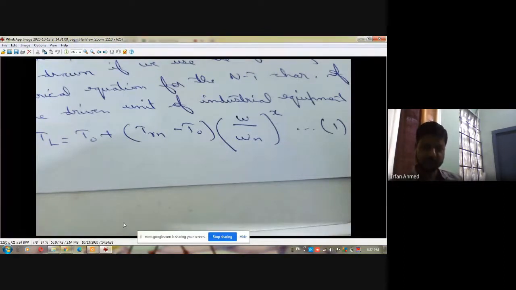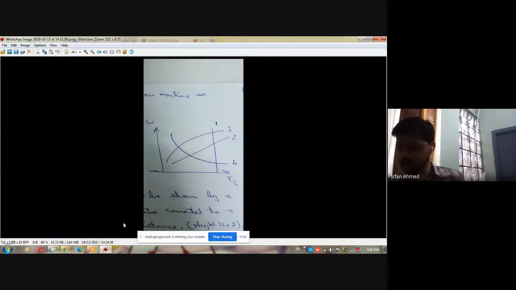You have to remember that omega n, that is the rated speed, is constant. When you put x is equal to 1, the load torque becomes directly proportional to the speed, so you get the characteristic number 2. Here the load torque is rising in direct proportion to the speed.